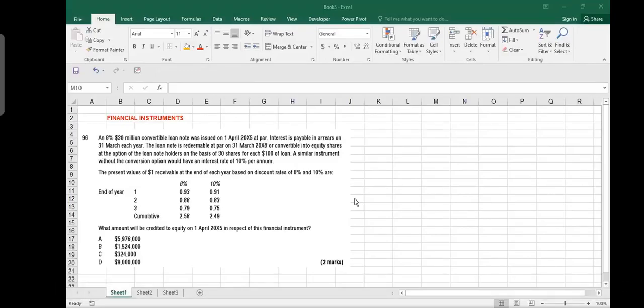Again from BPP, question number 96. Before we start reading the question, it is always good to first read the requirements so that you can remove the clutter and you don't get engaged with unnecessary information, because many times in questions they give you unnecessary information. So it says, what amount will be credited to equity on 1st April in respect of this financial instrument.